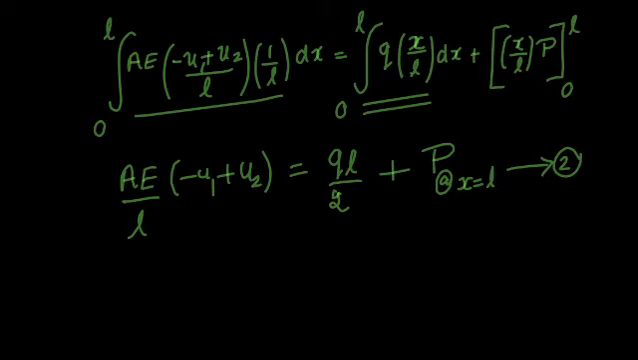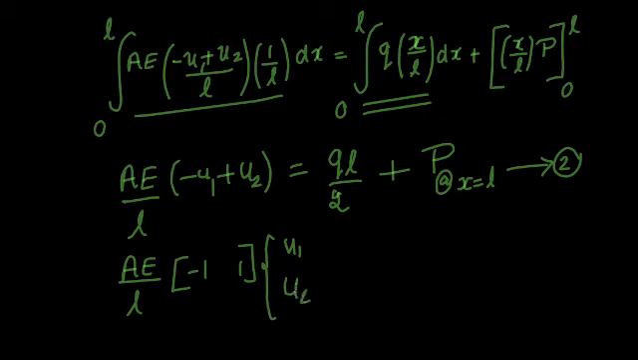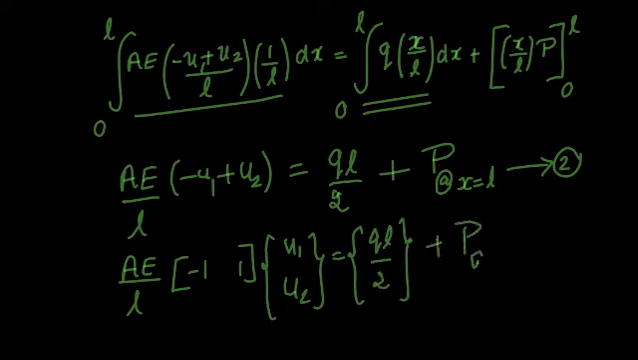All I have to do is write the two equations in matrix form. You can write even one equation in matrix form. For example, you can write the above equation in matrix form like this: minus 1, 1, u1, u2. You can write this in matrix form. This flower bracket indicates that it's a column matrix, plus the load at x equal to L. That is equation number 2.